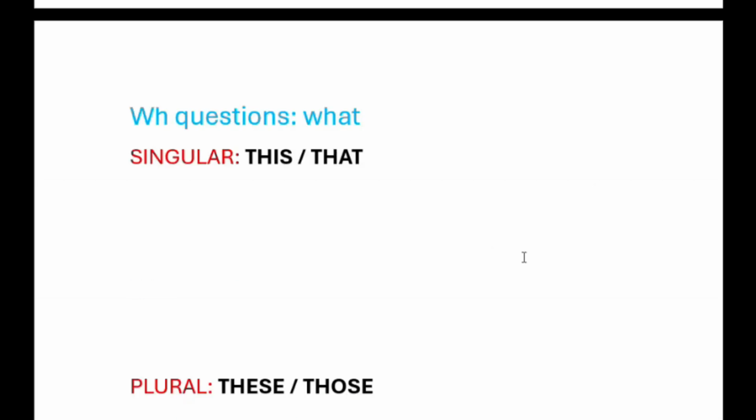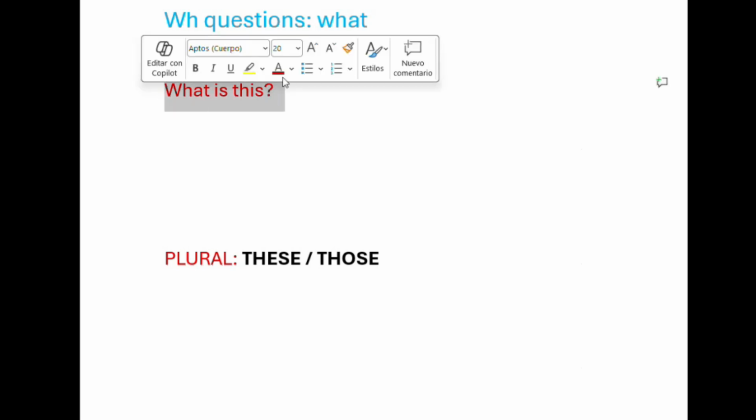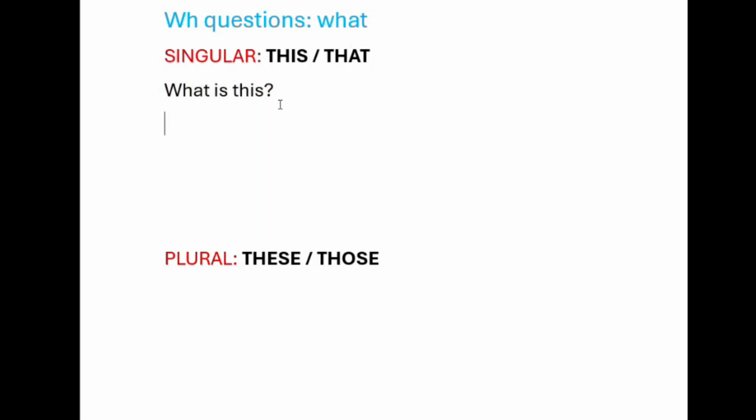I'm gonna give you some examples. In this part, we have the WH questions using what in a singular form and plural form. I'm gonna start making some examples and you are gonna see how you can use these examples in real life, right? So in this case, the question is, what is this? And don't forget the interrogation symbol. What is this? Or you can use the contraction, what's this? What's this? Because you need to know what this is.